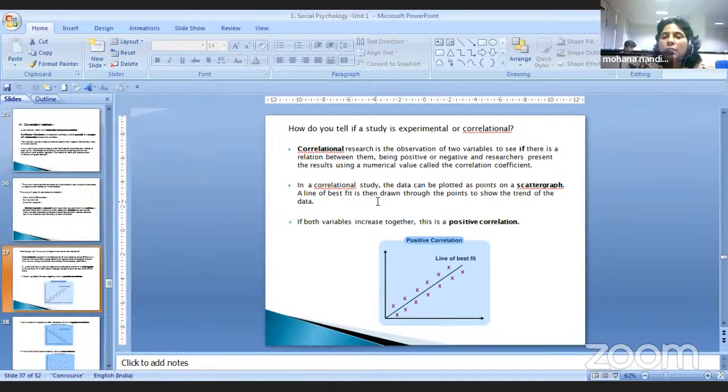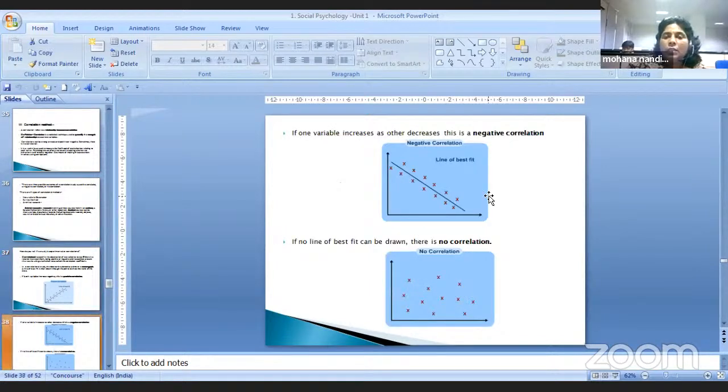In a correlation study, the data can be plotted as points on a scatter graph. A line of best fit is drawn through the points to show the trend of the data. Here, both variables increase together like this. This is called positive correlation. You can see it in the graph.